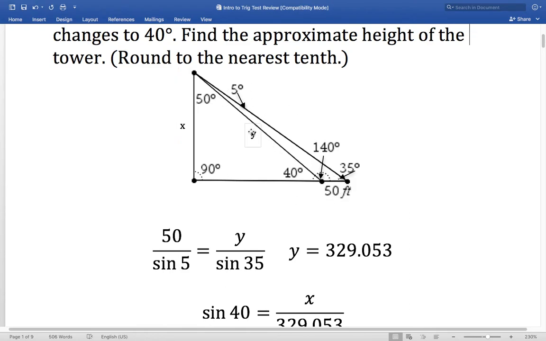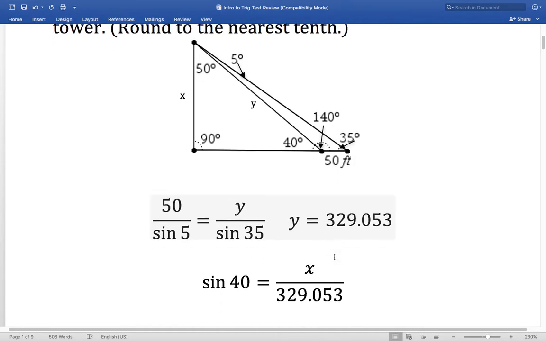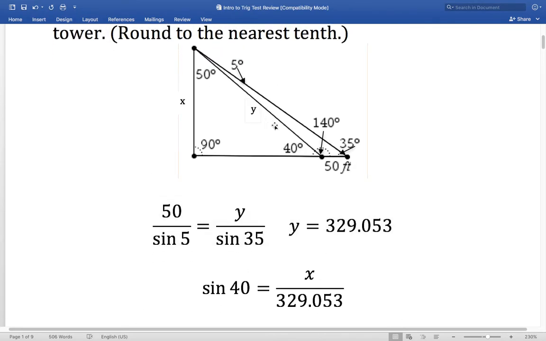Now we need to figure out how to find our y value here. We're going to use the law of sines. We can set it up as 50, because this side is opposite of this angle here. So 50 divided by sine of 5 degrees is going to be equivalent to the ratio of side y divided by sine of 35. You're going to solve for y by multiplying this side by sine of 35. You plug it into the calculator, you get this big number, and that's what your y value is.